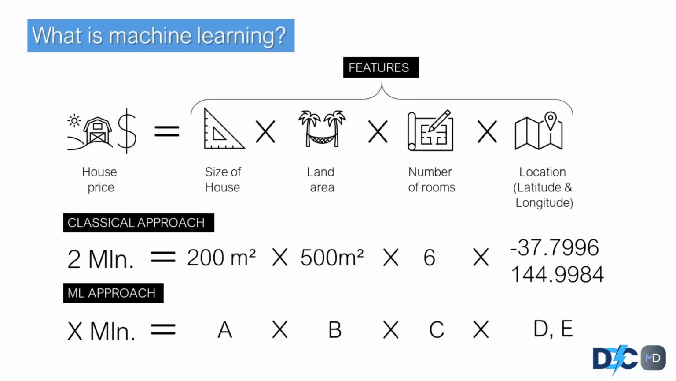Let's consider an example: predicting house prices. A traditional algorithm would require explicit rules based on features like house size, land area, number of rooms, and location. However, this approach assumes we know the exact formula to compute the price, which isn't always practical. In practice, we often don't know the precise formula.